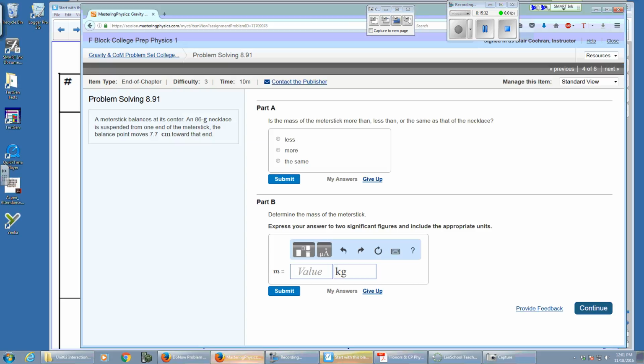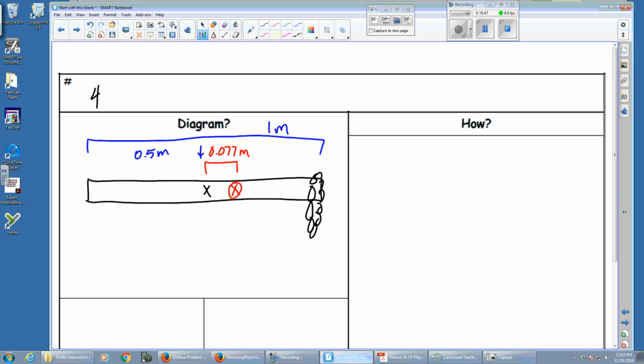And they tell us the necklace is 86 grams. Should we keep that in grams? Right, especially look what they want our answer in. Kilograms. So 86 grams, so mass of the necklace, 0.086 kilograms. The only thing we don't have on our diagram is the mass of the meter stick. We don't know that.